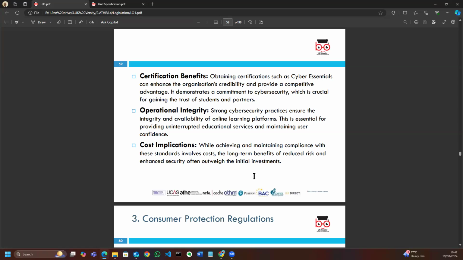Then we have cost implications, where achieving and maintaining compliance with these standards involves cost, which in the long term is going to benefit and reduce the risk and enhance security, which can often outweigh the initial investment.